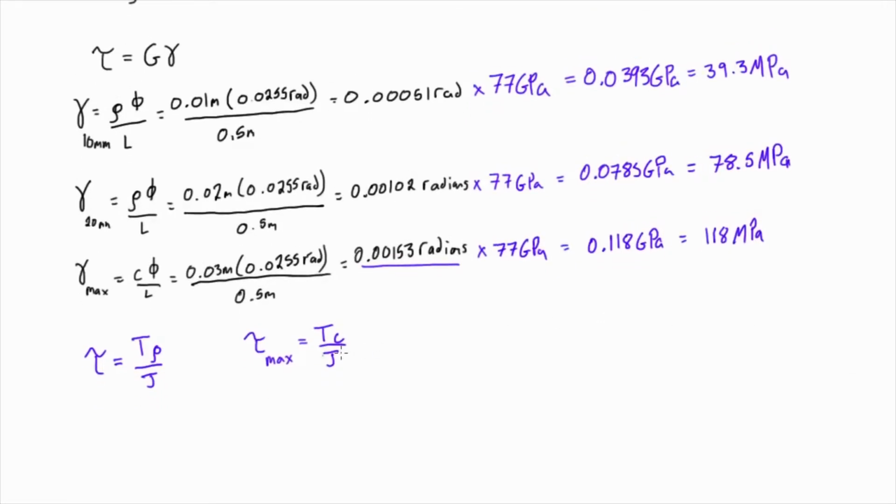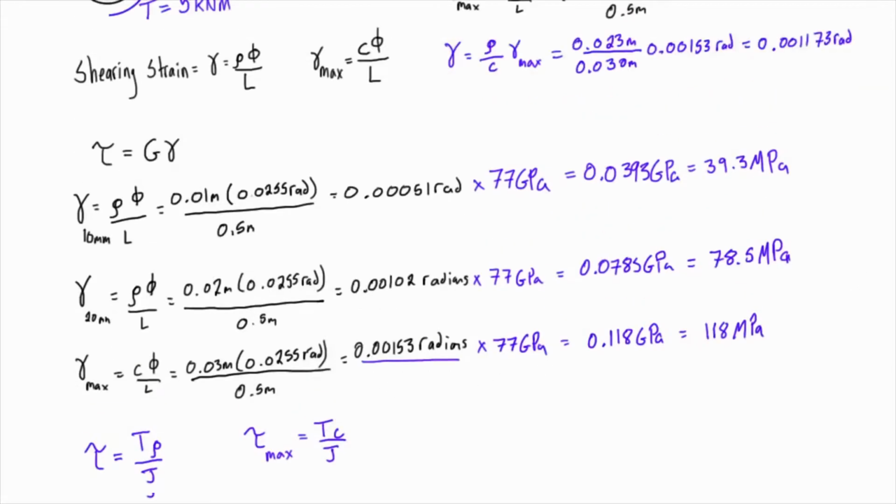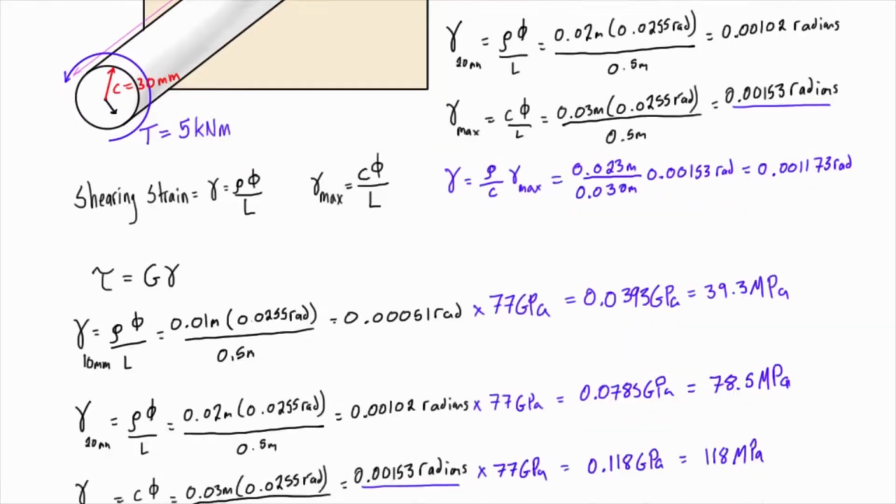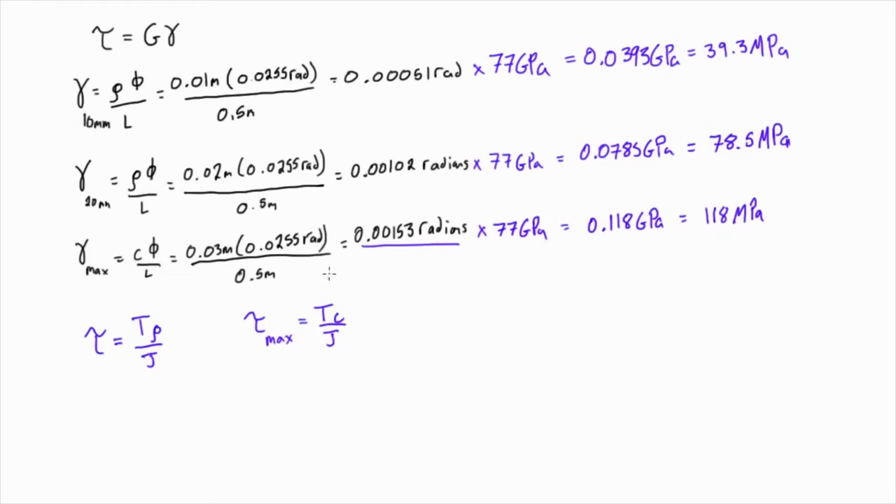And then here for max shearing stress, we just substitute in rho for C, and C is just the maximum possible radius that we get of this rod. So let's go and solve for the shearing stress at a radial distance of 10 millimeters out from the axes. So we'll do shear at 10 millimeters.